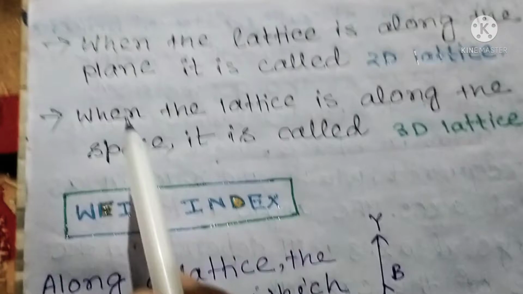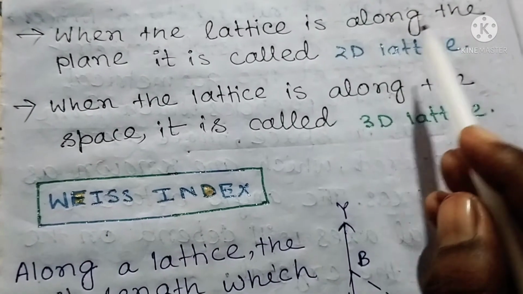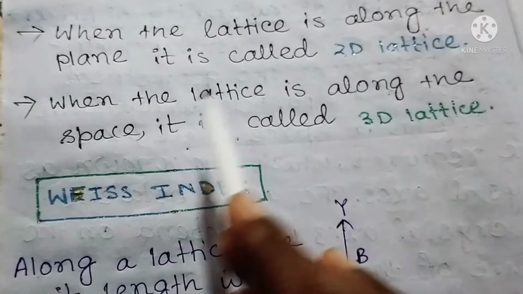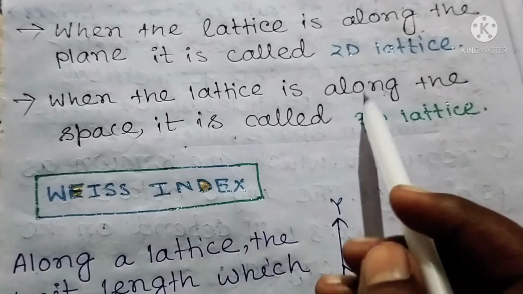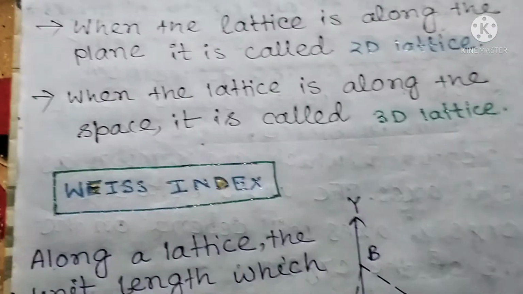Next, see 2D lattice and 3D lattice. What is a 2D lattice? When the lattice is along a plane, it is called a 2D lattice. And when the lattice is along space, it is called a 3D lattice.